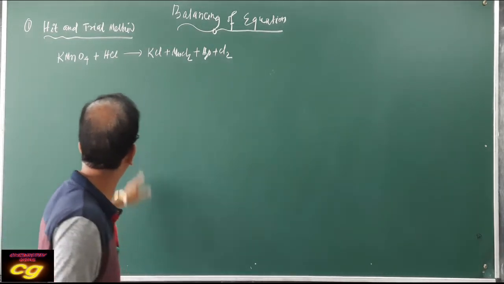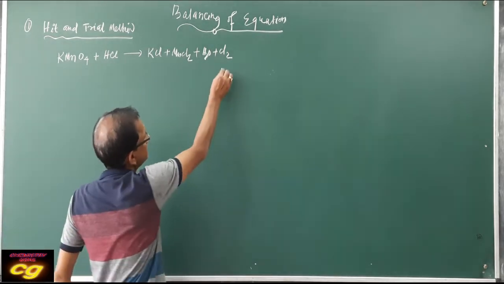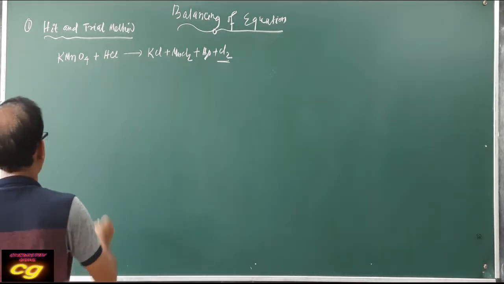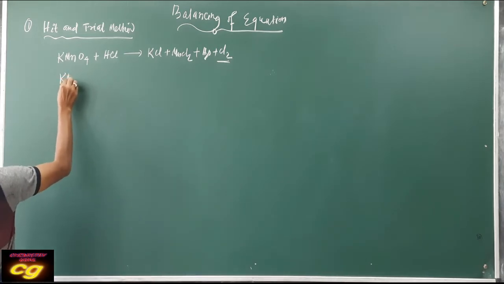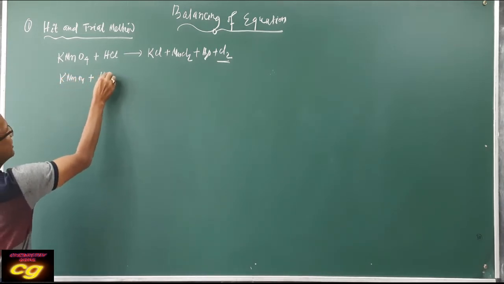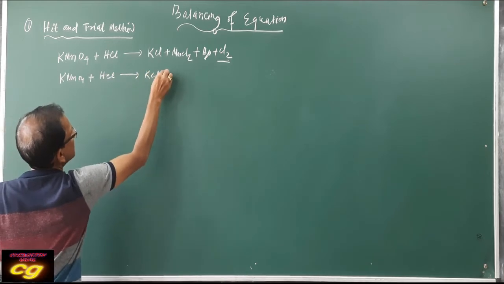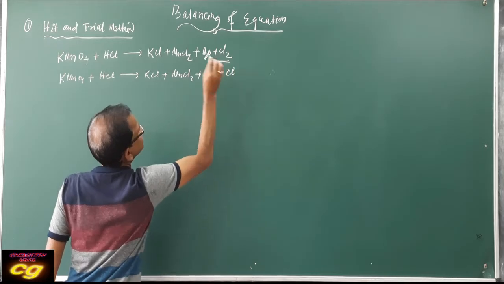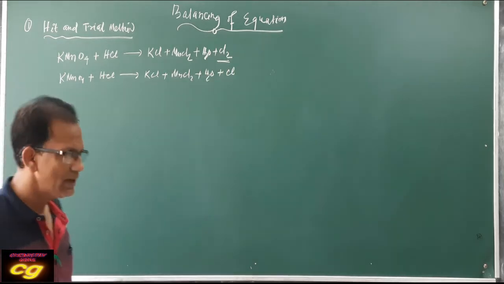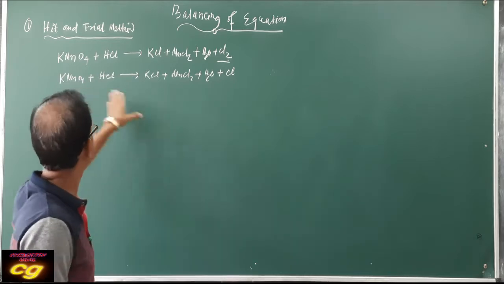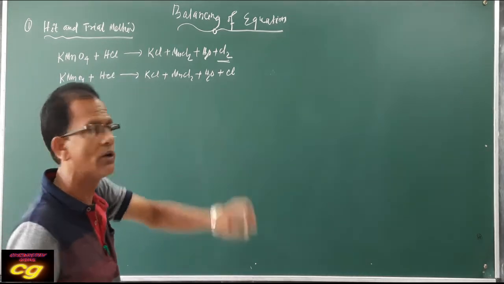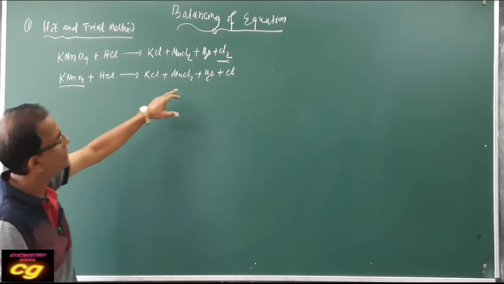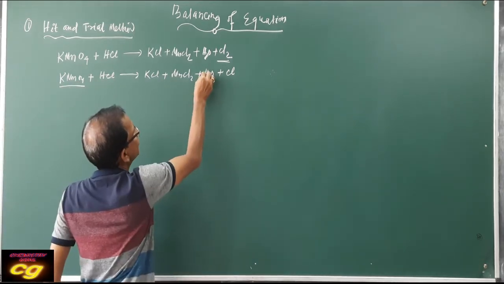In any equation, if there is any substance in elementary form, it should first be written in atomic form. KMnO4 plus HCl gives KCl, MnCl2 plus water plus Cl. First it will be written in atomic form. Then select the biggest formula. Out of these reactants and products, which is the bigger compound? This is your bigger compound. The bigger compound contains 4 oxygen. Here the oxygen is 1, so multiply by 4 here.